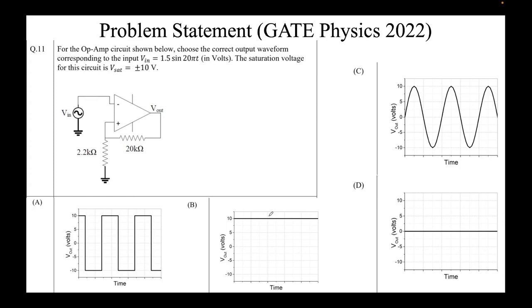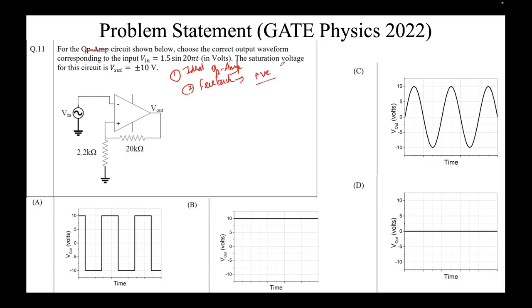Next, this is a very similar problem to the one we did in the comparator circuit. Again, for the op-amp circuit, since nothing is given, I'll assume it's an ideal op-amp. Second thing, I check whether there is feedback or not. Yes, there is a feedback, and that feedback is positive feedback.